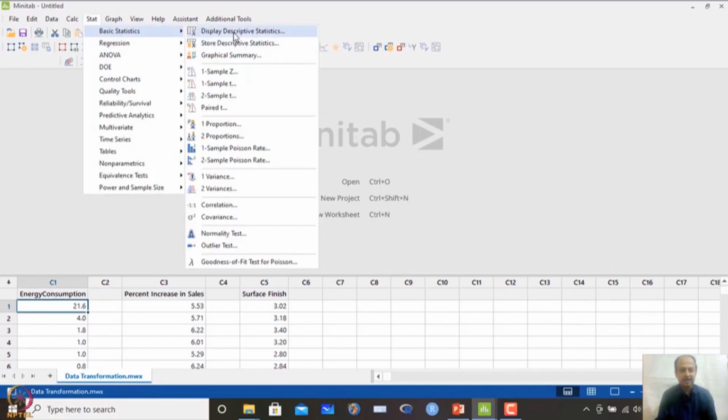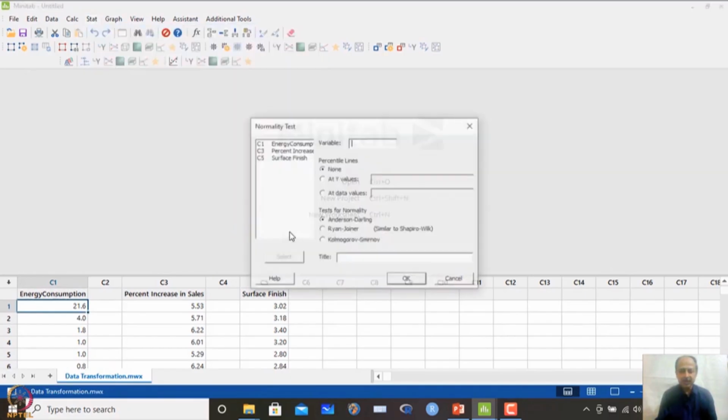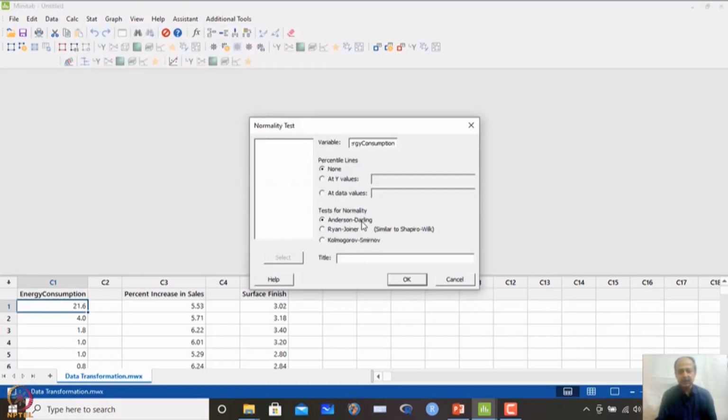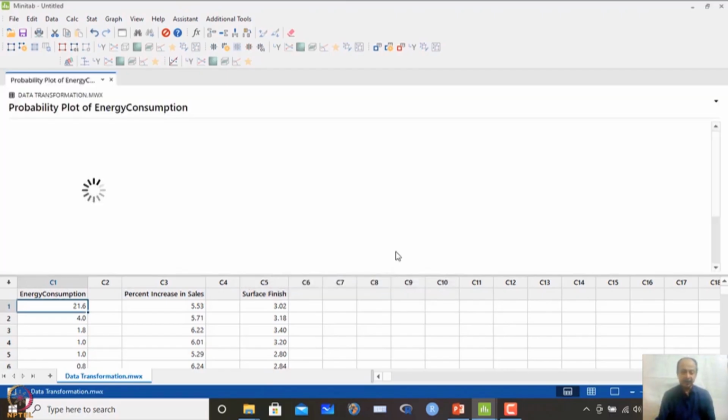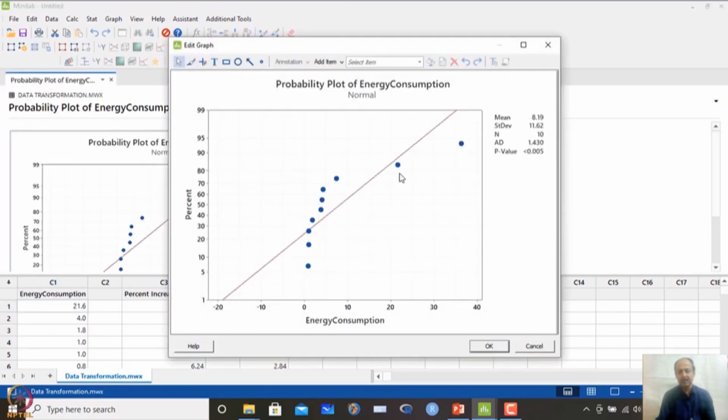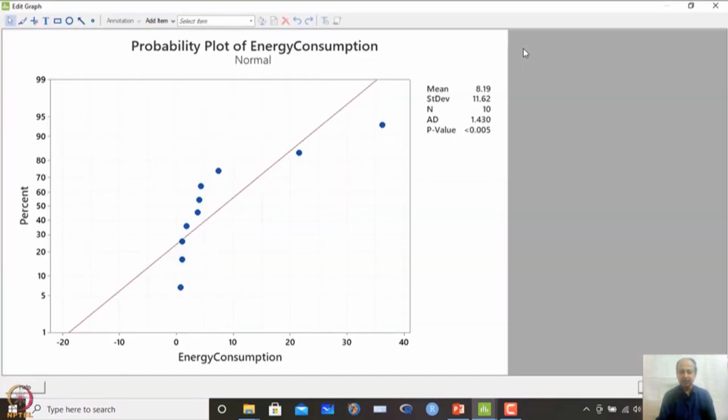So, I will go to Basic Statistics and then Normality Test, and I will select this variable. There are 3 options: Anderson-Darling test, Ryan-Joiner test, and KS test, the Kolmogorov-Smirnov test. I am using the Anderson-Darling test. You can use the other options also, but this is a robust one, as per the researchers' suggestion. When you do the Anderson-Darling test, the data set is plotted and there will be a straight line like this. This was earlier known as probability plots.